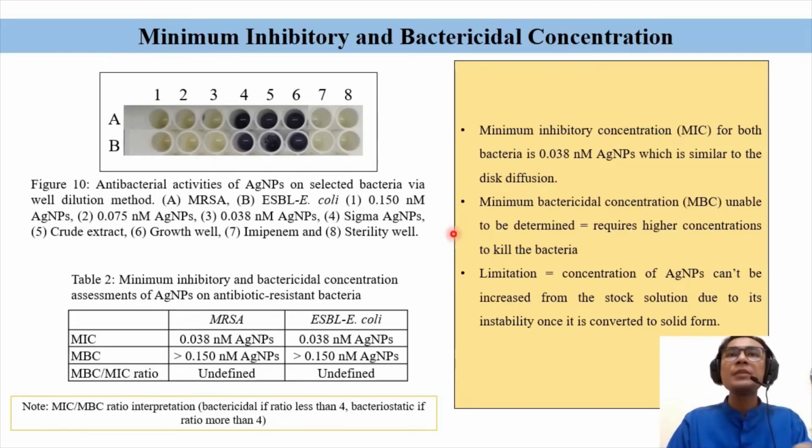And for minimum bactericidal concentration, which is to determine whether it is bactericidal or bacteriostatic based on the ratio, it is bactericidal if the ratio is less than 4, or bacteriostatic if more than 4. Since the MBC is much higher than the stock concentration used in this study, we are unable to identify whether it is bactericidal or bacteriostatic due to the limitation of this study, which is that the concentration of silver nanoparticles cannot be increased from the stock solution due to its instability once it is converted into solid form.